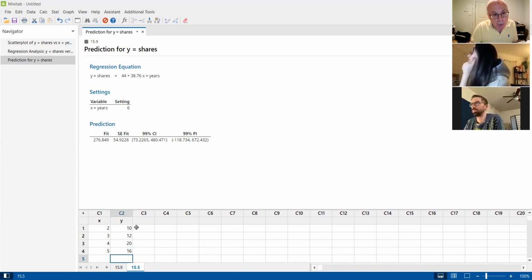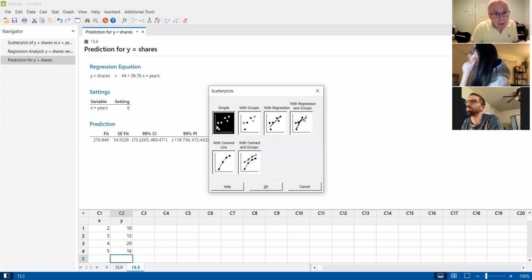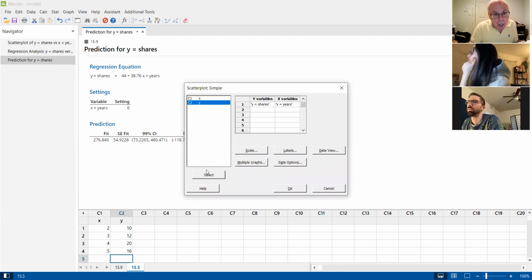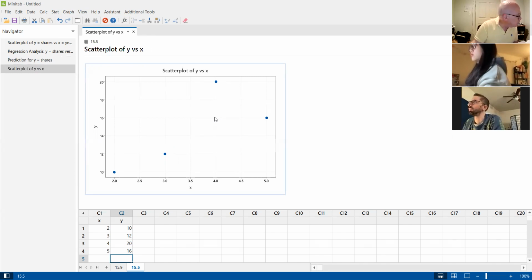Now you can create a scatter plot with this, right? You can go to graph, scatter plot, choose a simple scatter plot, and then just simply put the Y and the X in the proper place. And just click OK, and it'll do a scatter plot for you. So that's the scatter plot. So obviously there could be several lines that could go through these points. It looks like it's upward trending, right? And both these potential lines both have positive slopes. One has a slope of 1, it's 10 plus x, and the other one has a slope of 2.